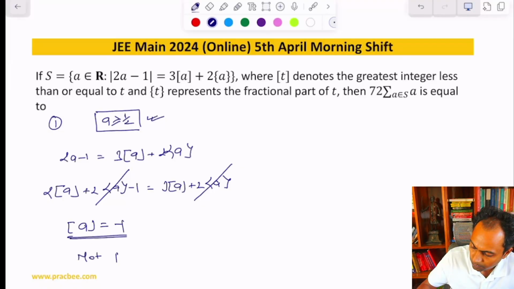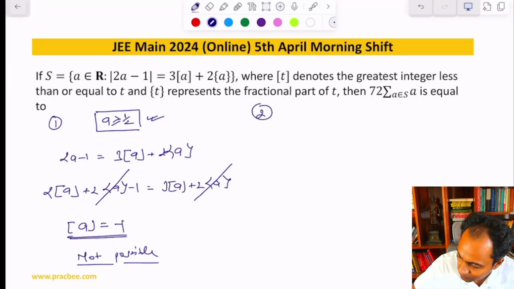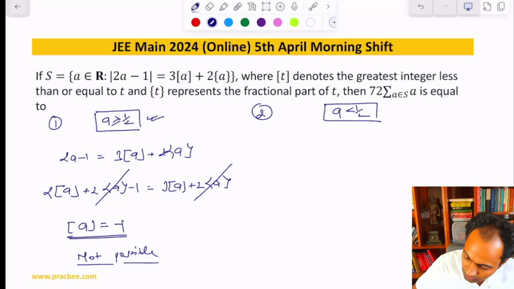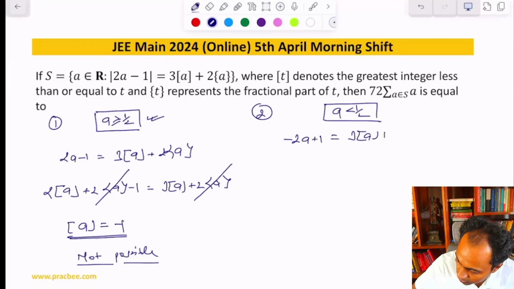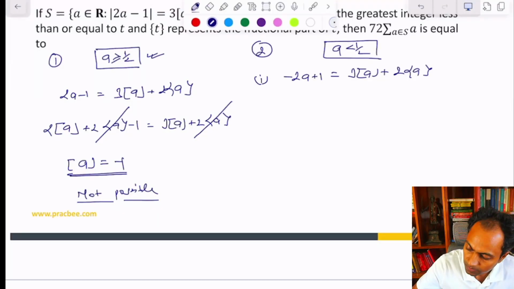Corresponding to my first case, there is no solution. Now let us move towards the next case. What we are saying is, let us say that the value of a is smaller than 1 by 2. What happens in this case? Now the mod will open with a negative sign, and then we can follow the same process that we followed earlier. Now we are going to do the same thing that we did earlier.